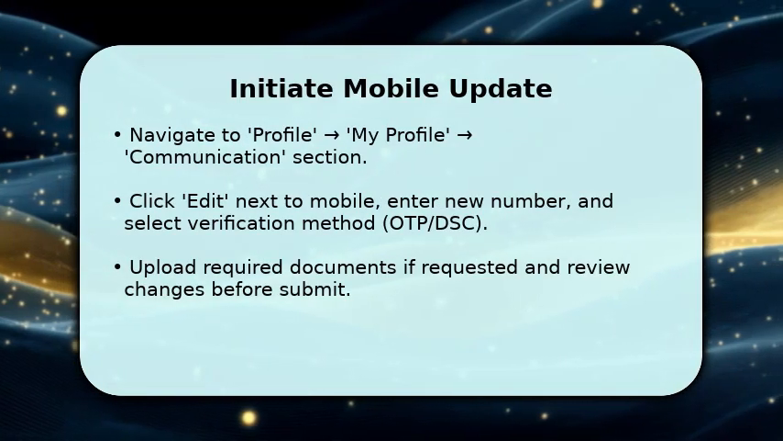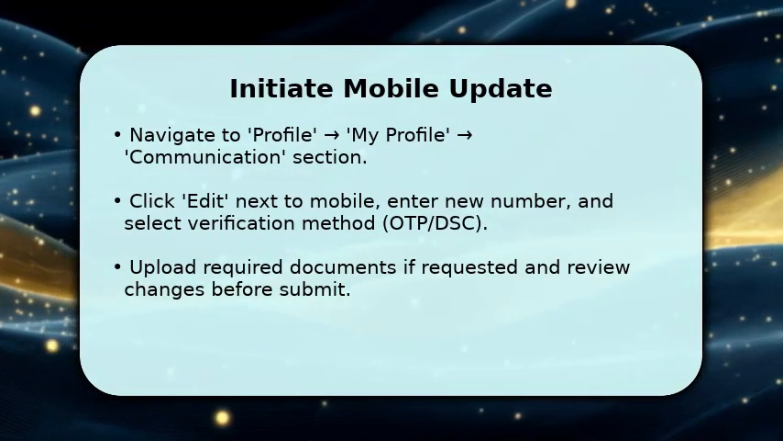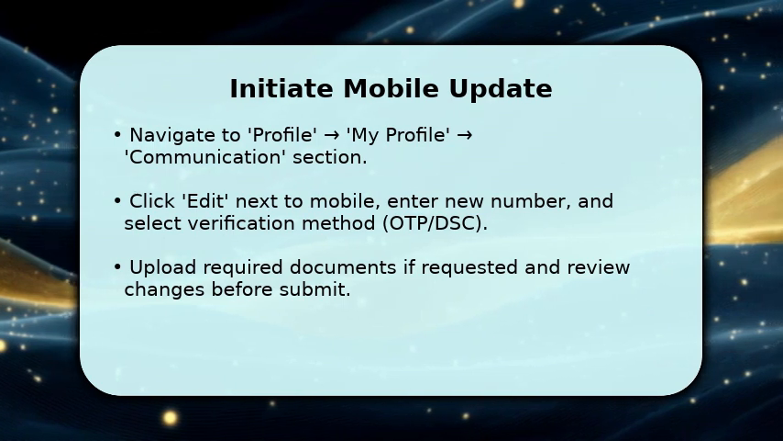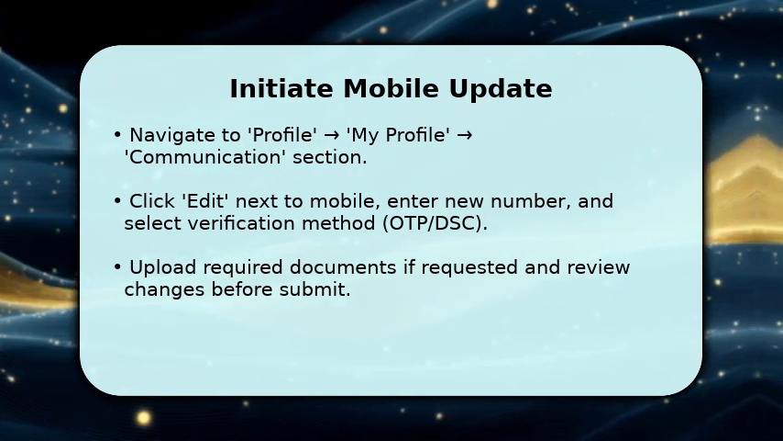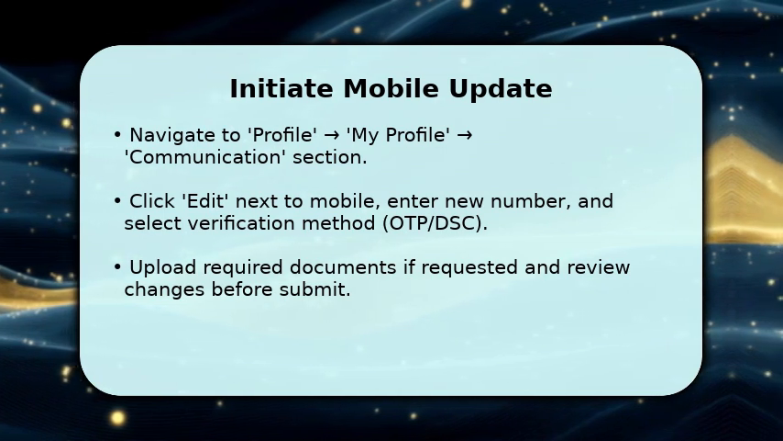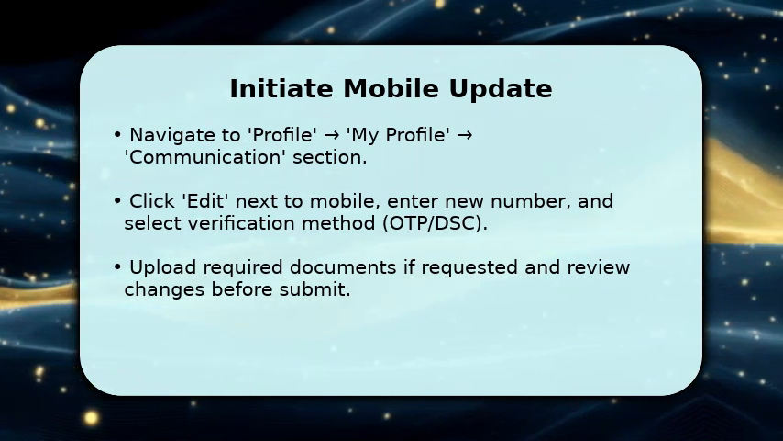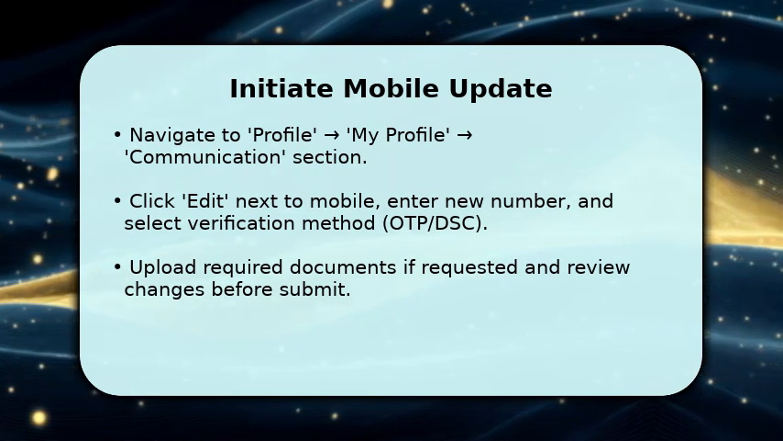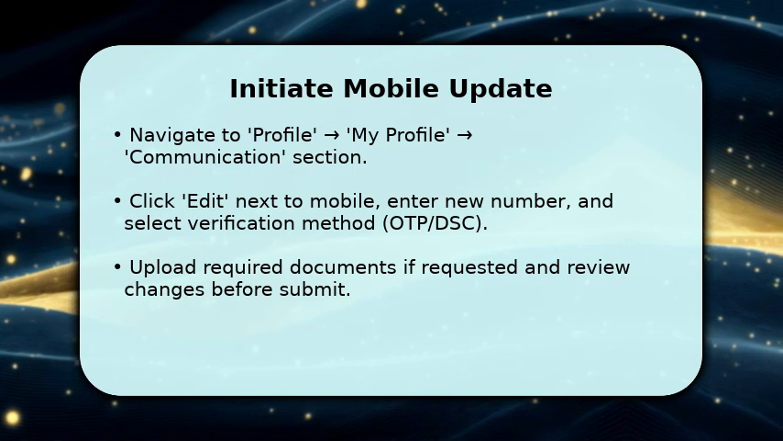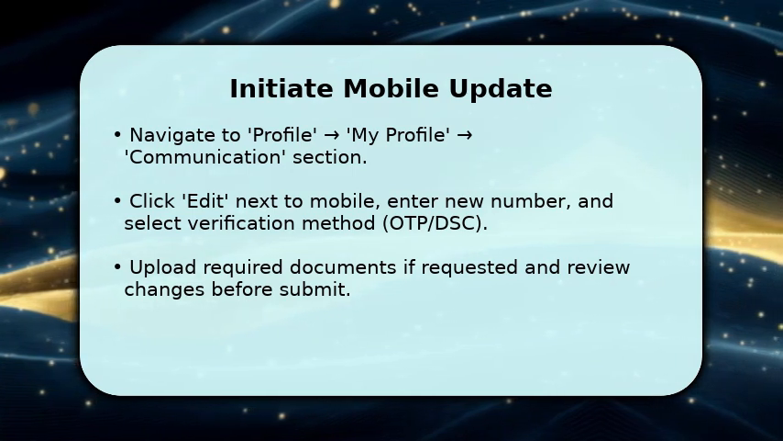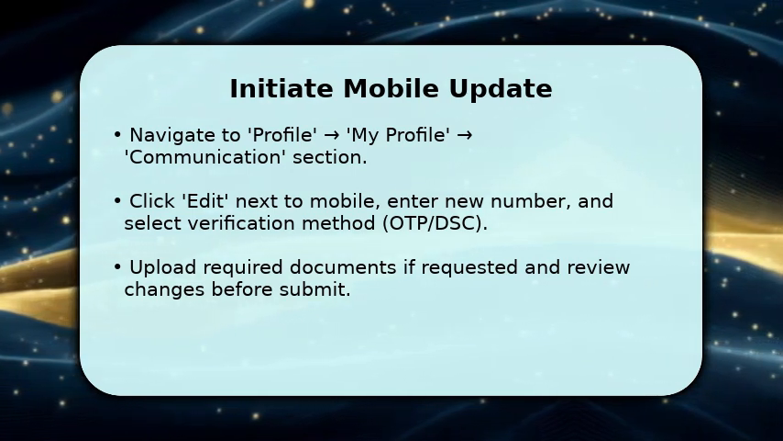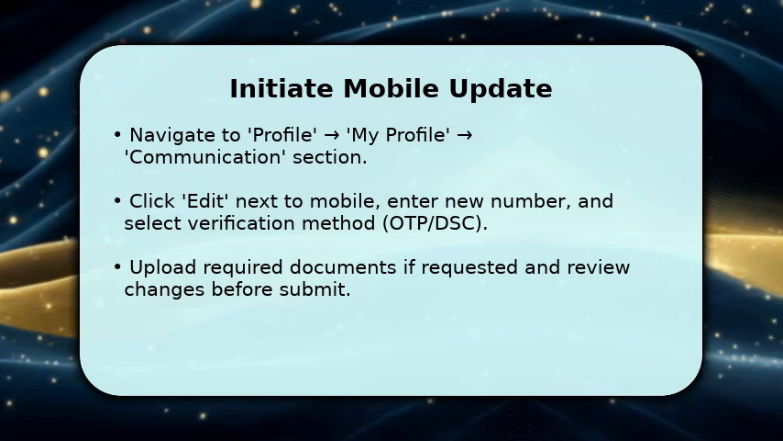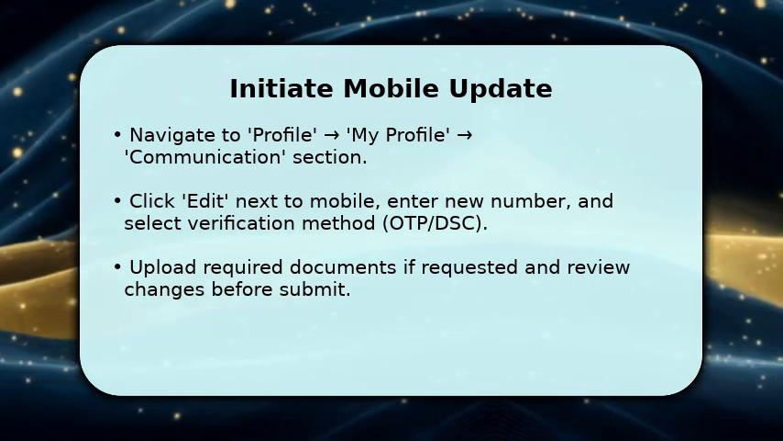Once logged in, go to Profile, then My Profile, and open the Communication section to edit your mobile number. Enter the new number carefully and choose your verification method: OTP to the old or new number, or DSC authentication. If the portal asks for supporting documents, upload a scanned ID or proof promptly. This speeds approval. Make sure to double-check the digits. Mistakes will stall verification. After review, submit the change request to trigger verification on the chosen channel.